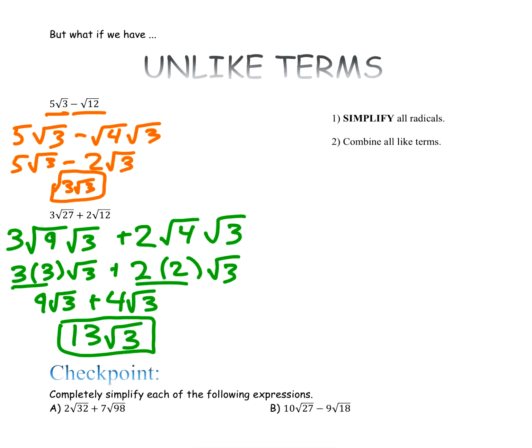So that's how you do add and subtract unlike terms. You want to completely simplify the radicals. Sometimes when you completely simplify them, they're still unlike terms and you can't add them. You would just keep it as the two terms without adding them together.